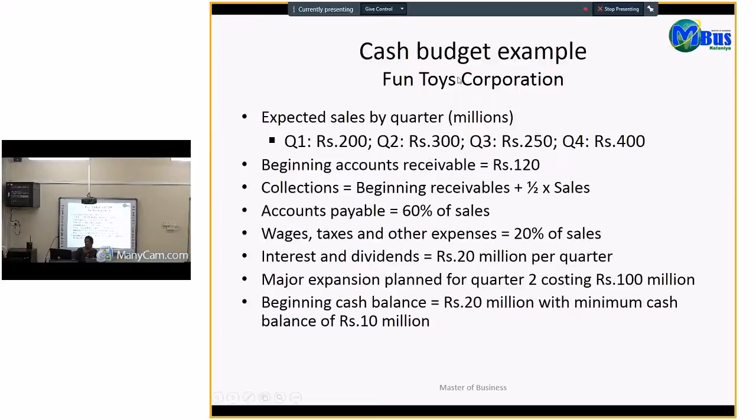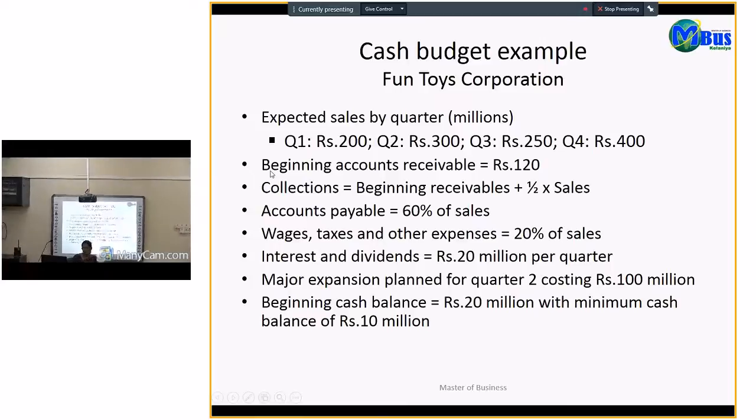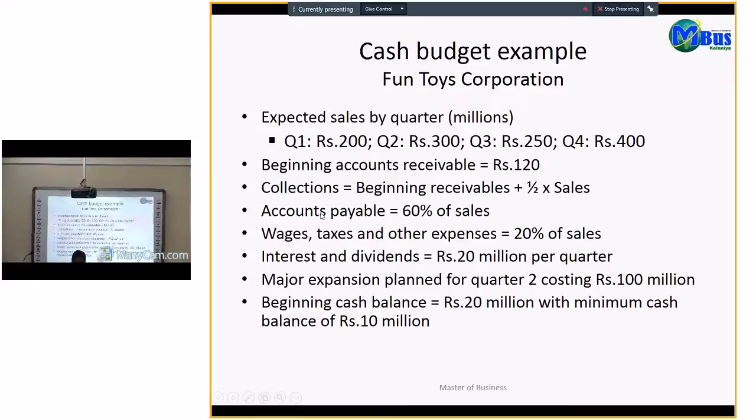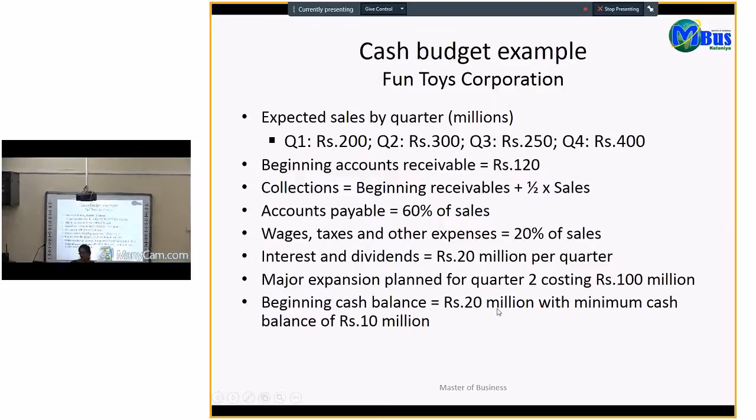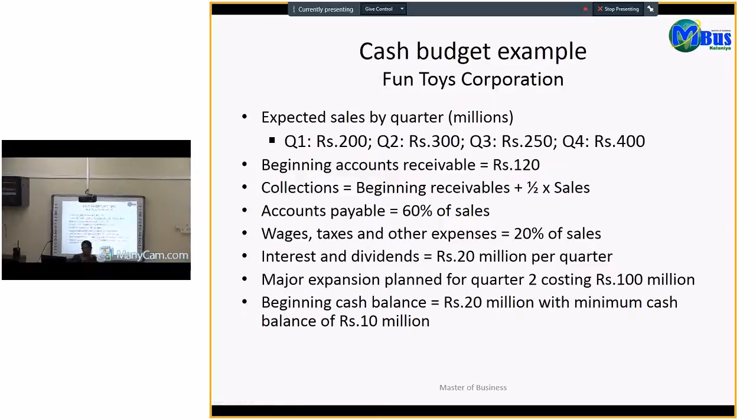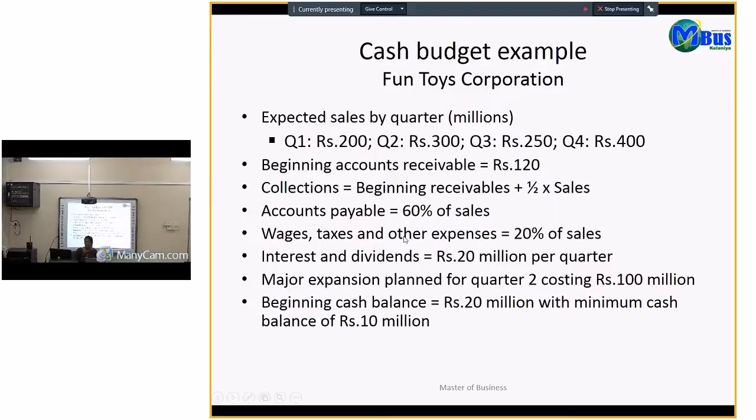Example, this is again from the book. Expected sales by quarter is given. Beginning accounts receivable 120. Collections, beginning receivable plus half times sales. Accounts payable 60% of sales, wages and taxes 20% of sales, interest and dividends 20 million per quarter. Major expansions planned for quarter 2 costing 100 million. Beginning cash balance 20 million with minimum cash balance of 10 million. Those are the details given to prepare the cash budget.